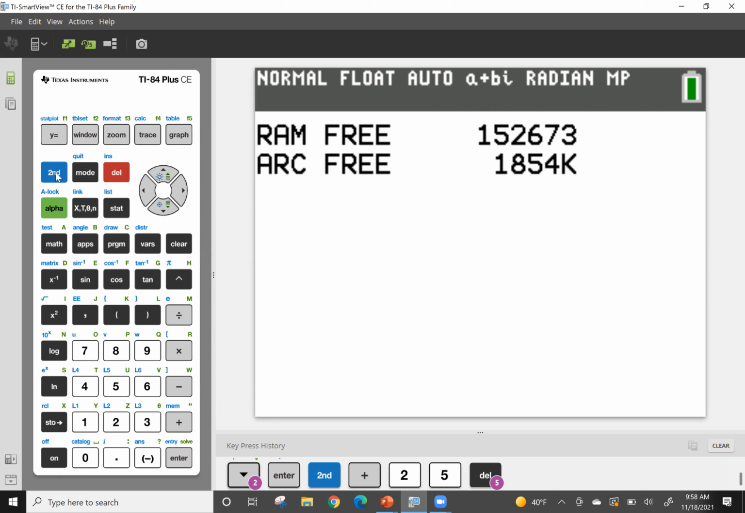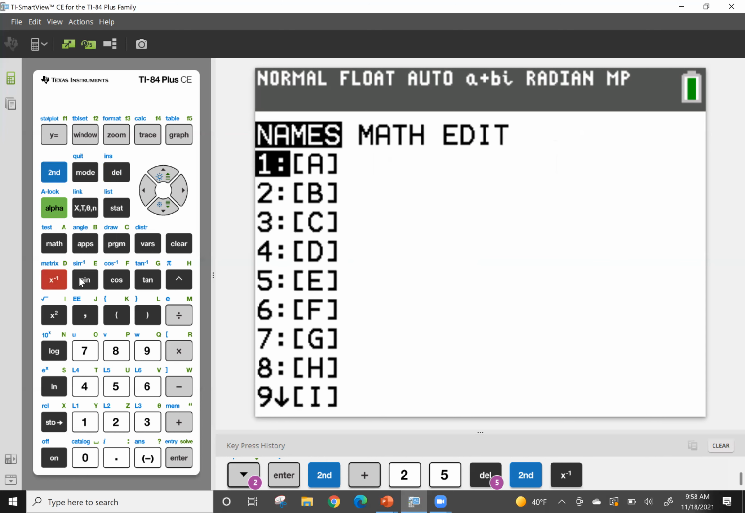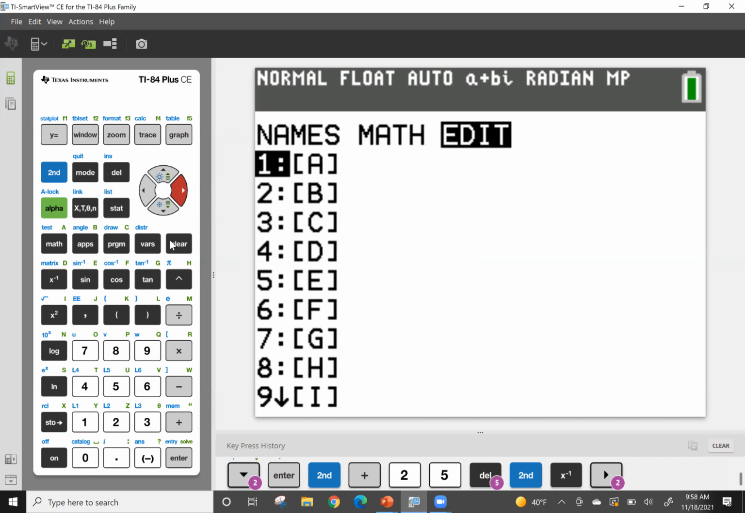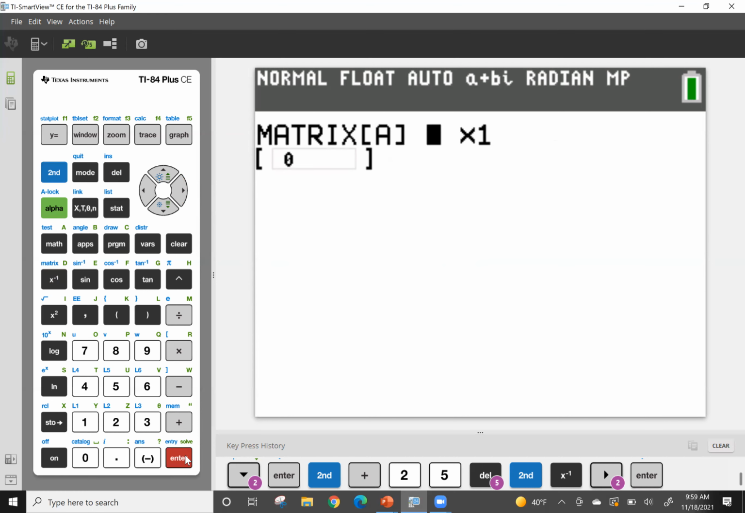So I'm going to go to my matrix menu. My matrix menu is found above the inverse button. Do you see that blue matrix up there? Above the reciprocal or inverse button is my matrix menu. So if I go second inverse, there is my matrix menu. And I want to put a matrix in. So I'm going to go over to edit. And I'm going to edit matrix A. I am going to put the values I observed in this first matrix.